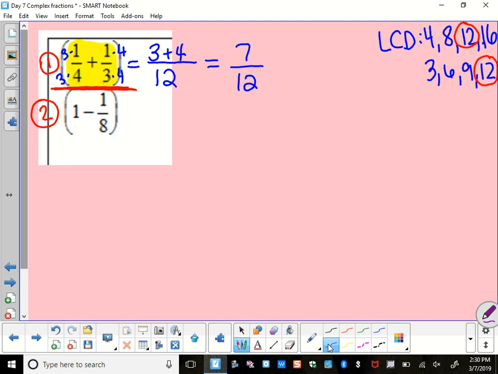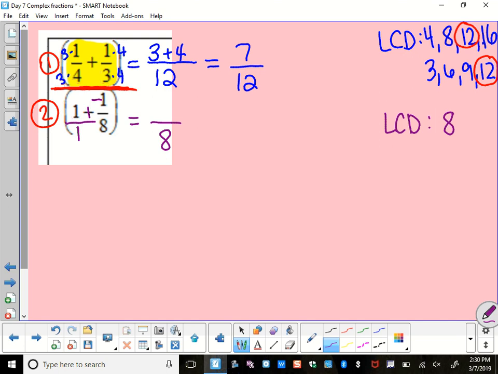Alright, on your second fraction on the bottom, let's put that 1 over 1. This one should be pretty easy to see. What's my LCD going to be between 1 and 8? It's going to be 8, right? My LCD is 8. Remember, I like to change my minus. If I'm subtracting two fractions, I change it to a plus, and then I take the opposite sign, which is a negative.